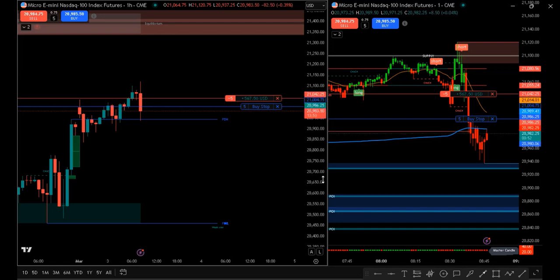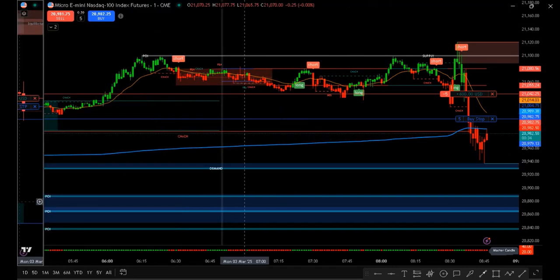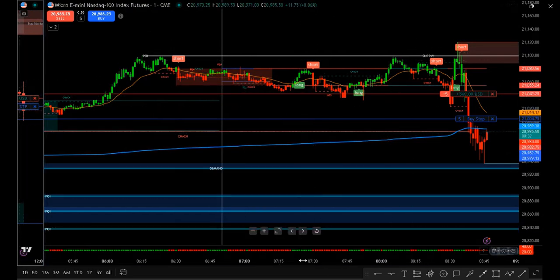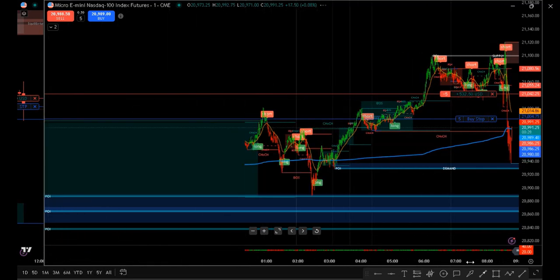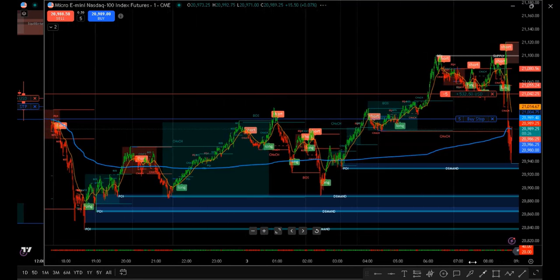However, we're below the 200 and we have failed to make a higher high. We are still making lower lows. Another tip on downtrends or on sell positions, I like to just keep my eye on the tops. So if you look at the top, you see how price is getting lower. That's one thing I like to keep my eye on.